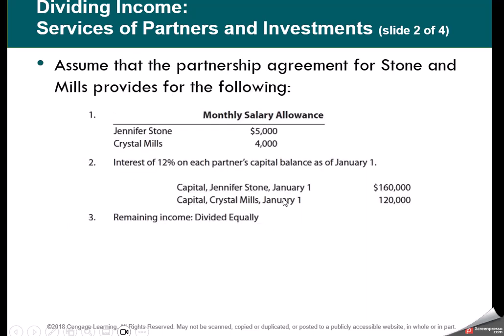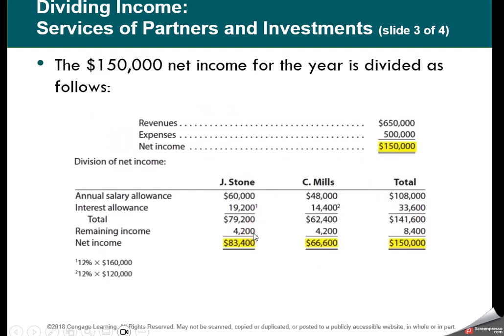So again, same deal. We've got their salaries. Here it tells us these are monthly. Then here it tells us how much their capital balance is, and they're going to earn 12% interest. Then the rest is divided equally. So revenues less expenses gives us the $150,000 that we're going to split. We give them the annual salary allowance, again the $5,000 and the $4,000 times 12.